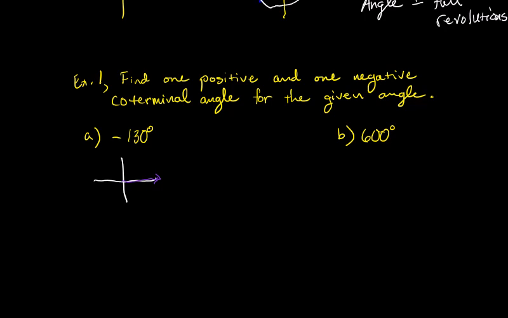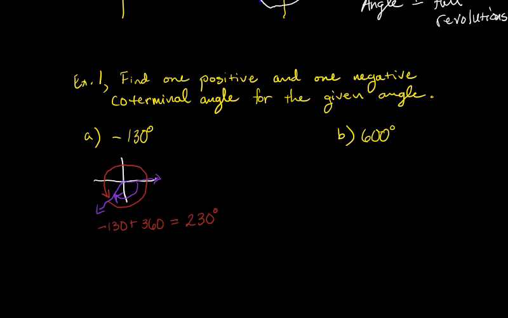Right? That would be in the third quadrant. So here's negative 130. If I wanted to find a coterminal angle, I would add 360 to this. If we're going in a positive direction, adding 360 would go this direction, positive. So negative 130 plus 360 would equal 230 degrees. So there's our positive coterminal angle.